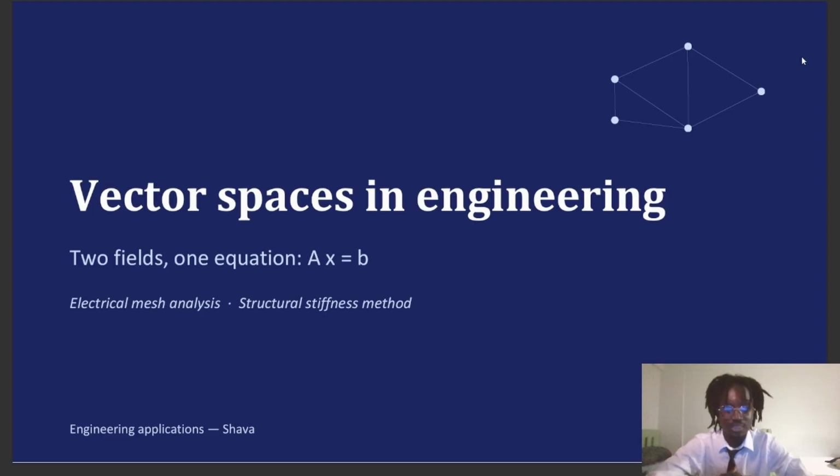Today I'll be talking about vector spaces in engineering. Andy has already given us the foundation of vectors. Now we're going to look at applications in electrical mesh analysis and the structural stiffness method. These are two different fields, but they all have one thing in common: this equation, Ax = b.